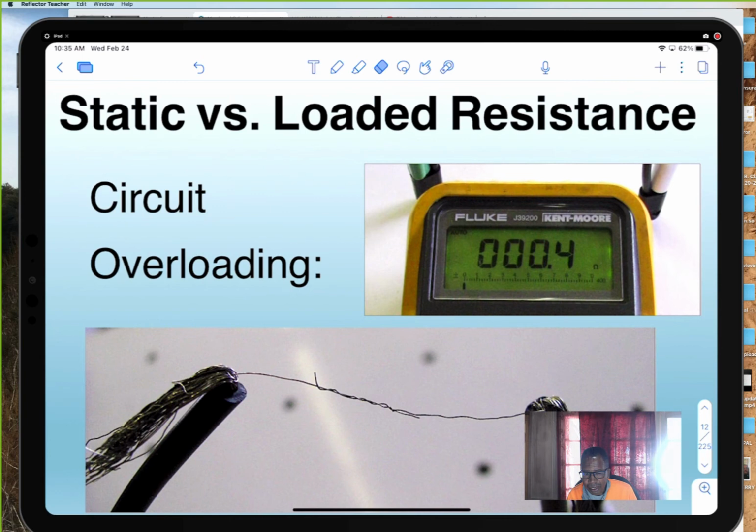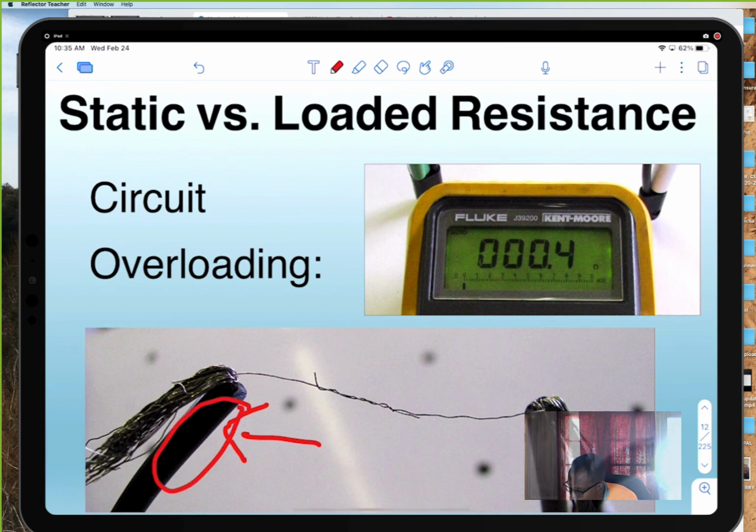10-4. Because remember, this is the insulation right there. That's the insulation. All you're going to see is this insulation here. That's all you're going to see. You're not going to see the wire at all.